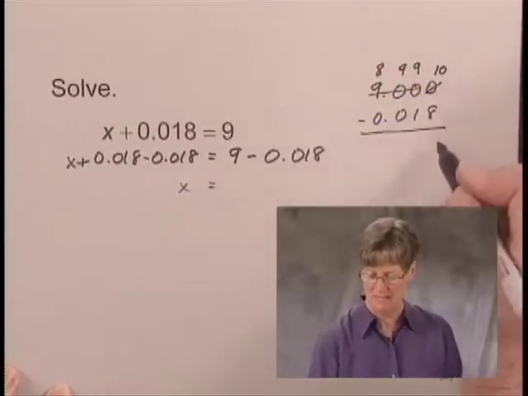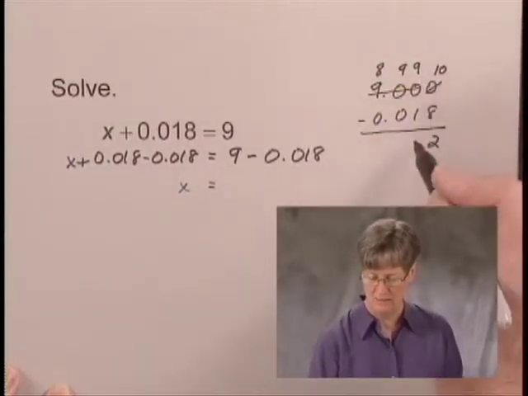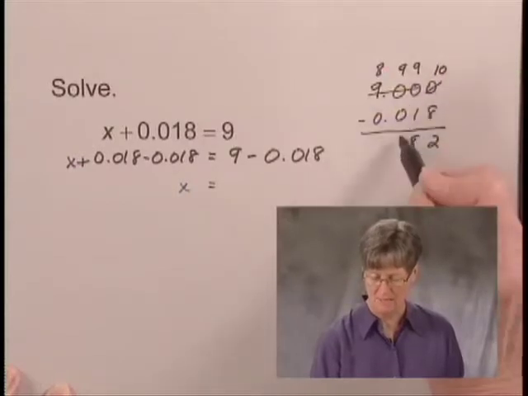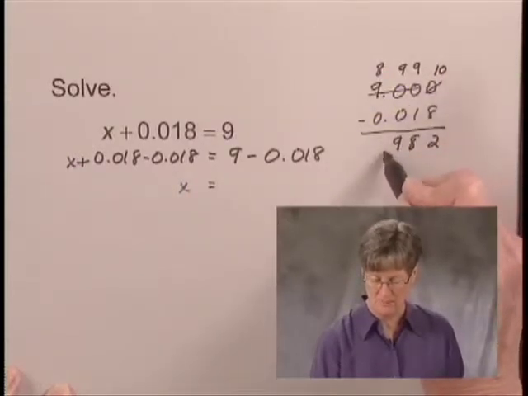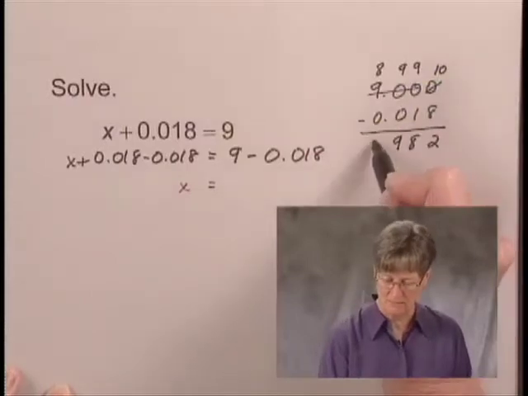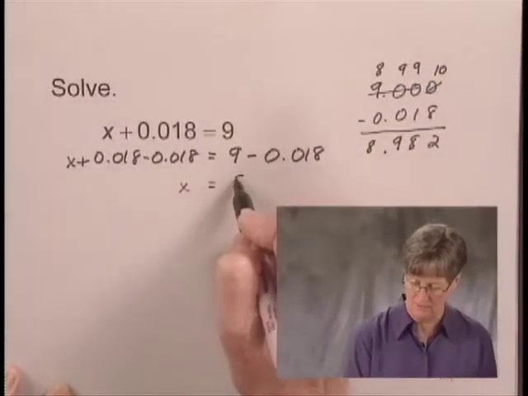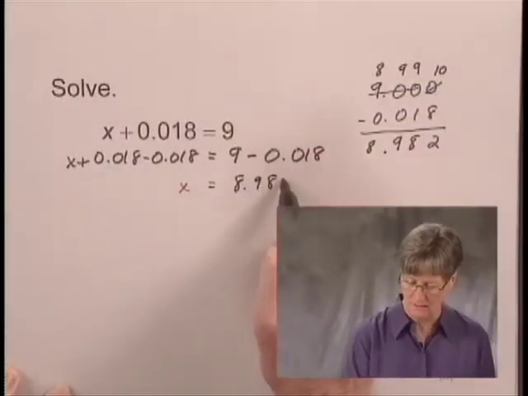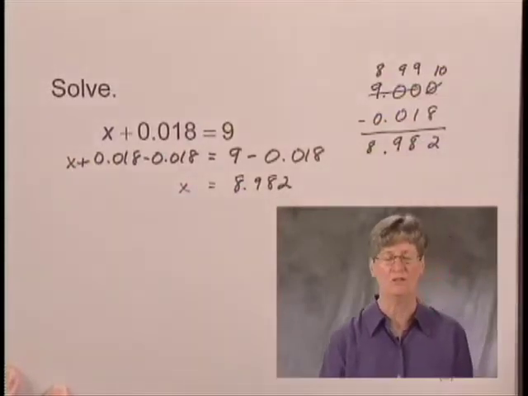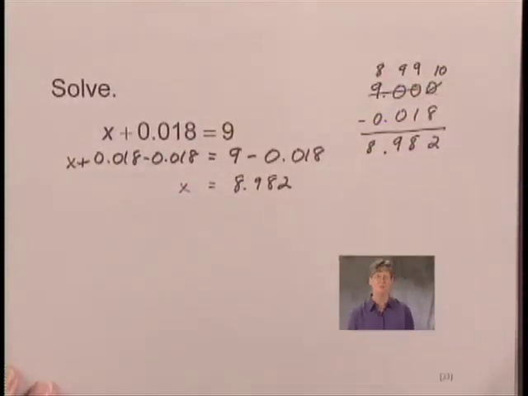Now I have 10 minus 8 is 2, 9 minus 1 is 8, 9 minus 0 is 9. Write the decimal point. And 8 minus 0 is 8. So we have x equals 8.982, and we say that the solution of the equation is 8.982.